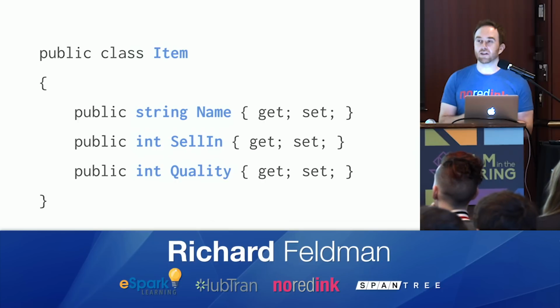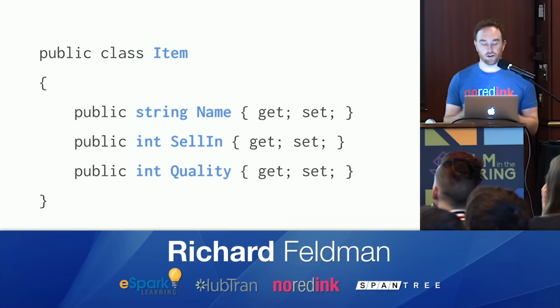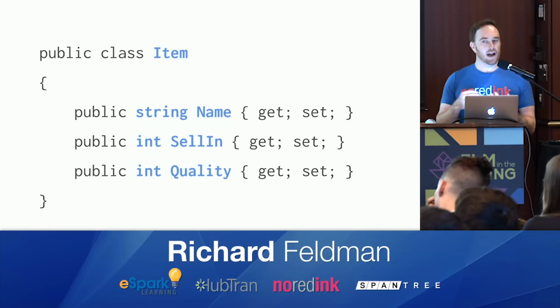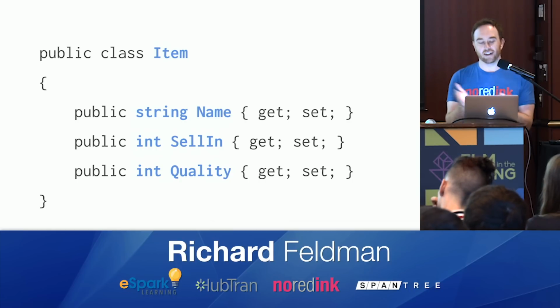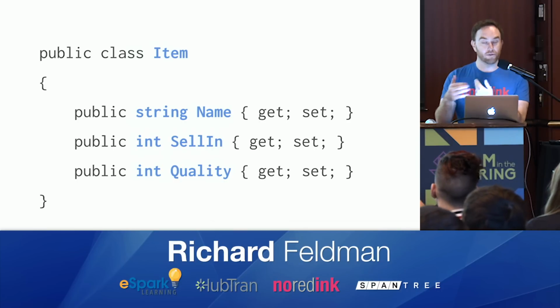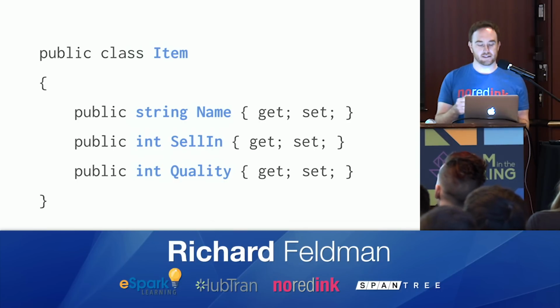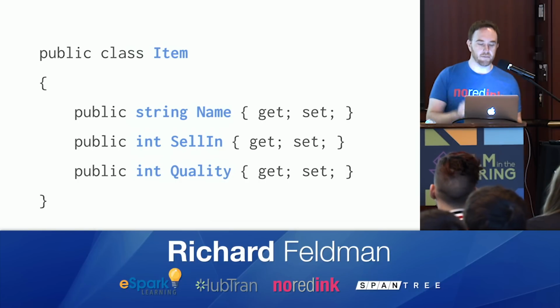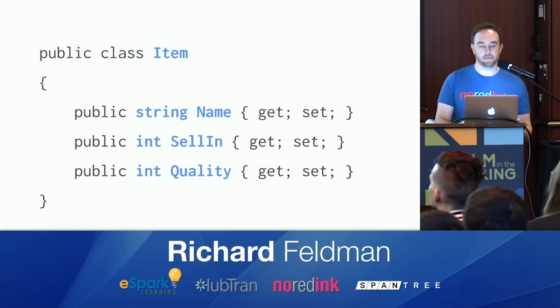All right, so this is the original C# implementation. They start with a public class called Item. I don't actually know C#, but I was able to look at this code and figure out, okay, it's got a name, which is a string, SellIn, which is a number of days that we have left to sell it, that's the sell-by date, and Quality, which is also an integer. This is the basic data structure that they implement all of these in.